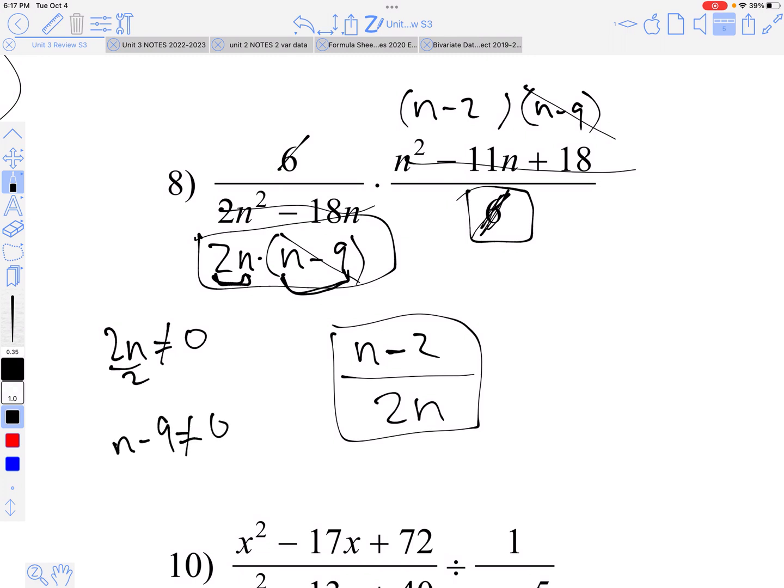So to solve this one, I'm going to divide by 2. So 0 divided by 2 is 0. So n cannot be 0, and n cannot be 9. Those are my excluded values there.